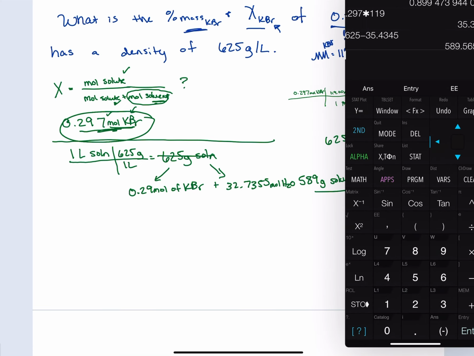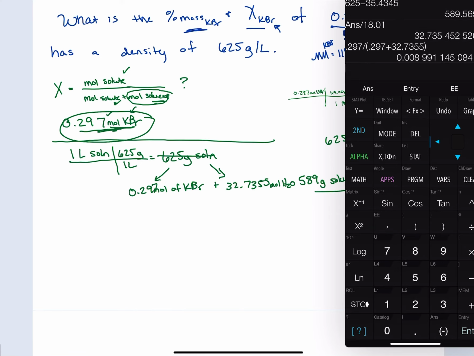I'm going to put that in the calculator. 0.297 divided by parentheses 0.297 plus 32.7355. And that's going to give me 0.008, and we had 3 sig figs that we were carrying throughout the majority of this. 899 is my mole fraction of KBr.